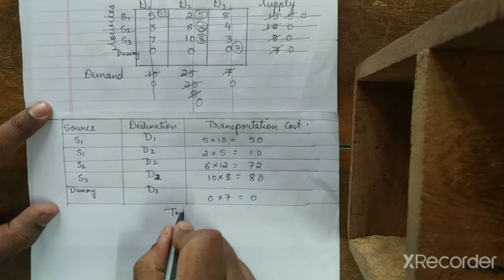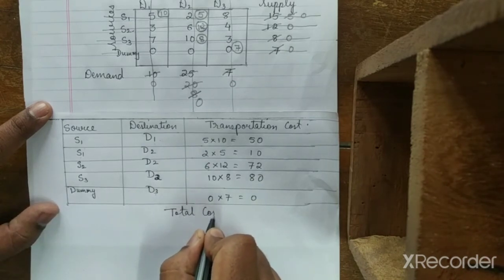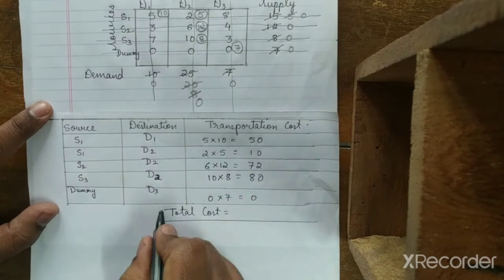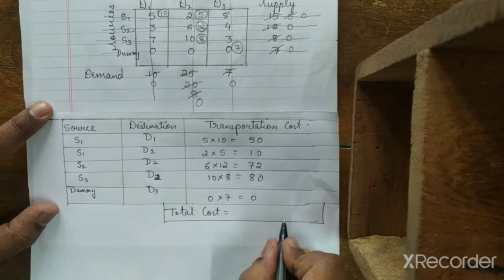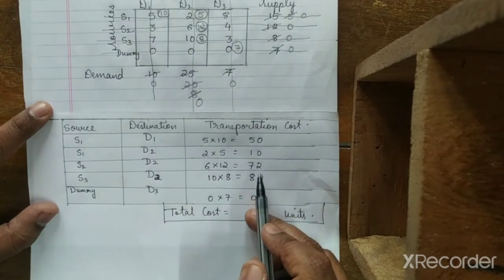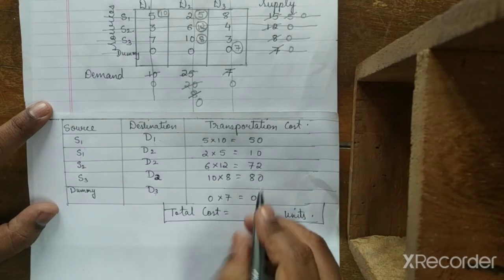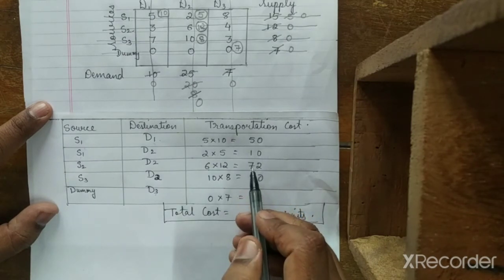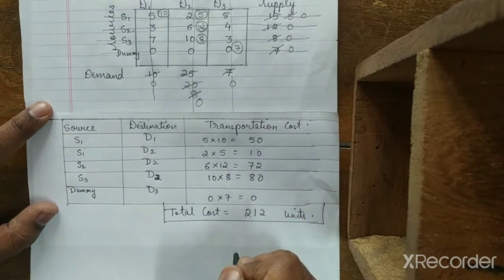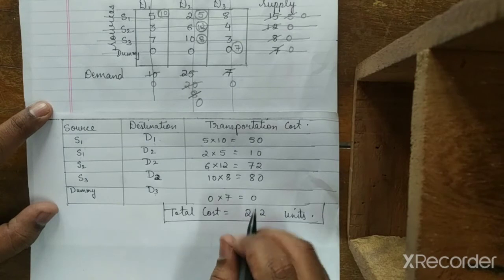So write total cost is equal to the sum of all this, and you will get your final answer. So the total cost is 50 plus 10 plus 72 plus 80, which is 212 units.